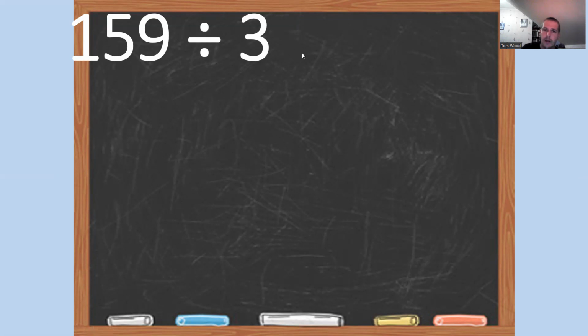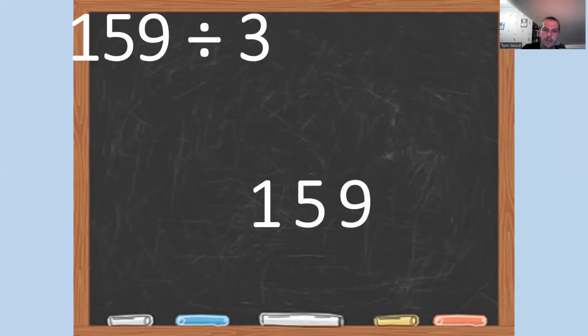So the way that we lay this out is we want to know, how many times does 3 fit into 159? So we draw our number here, and then we have our number here. The number that we're dividing by goes on the outside. So how many times does 3 go into 159? Then we just look at each number and ask, can it fit in there? And we treat each number as its own digit to make this work.